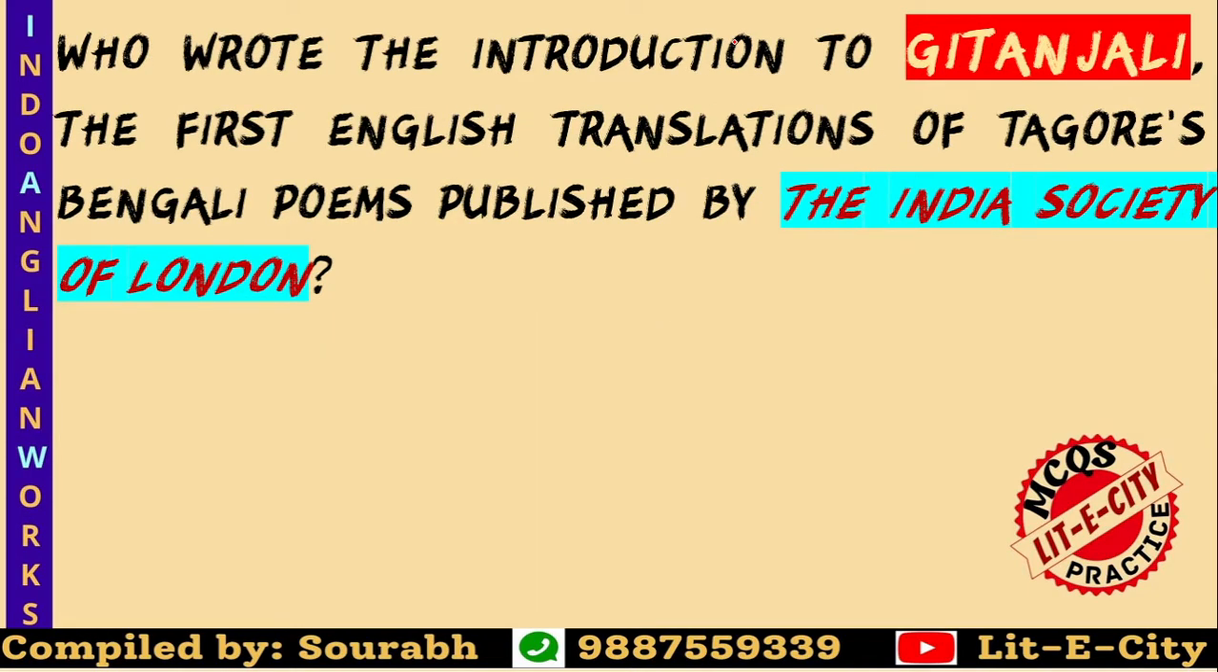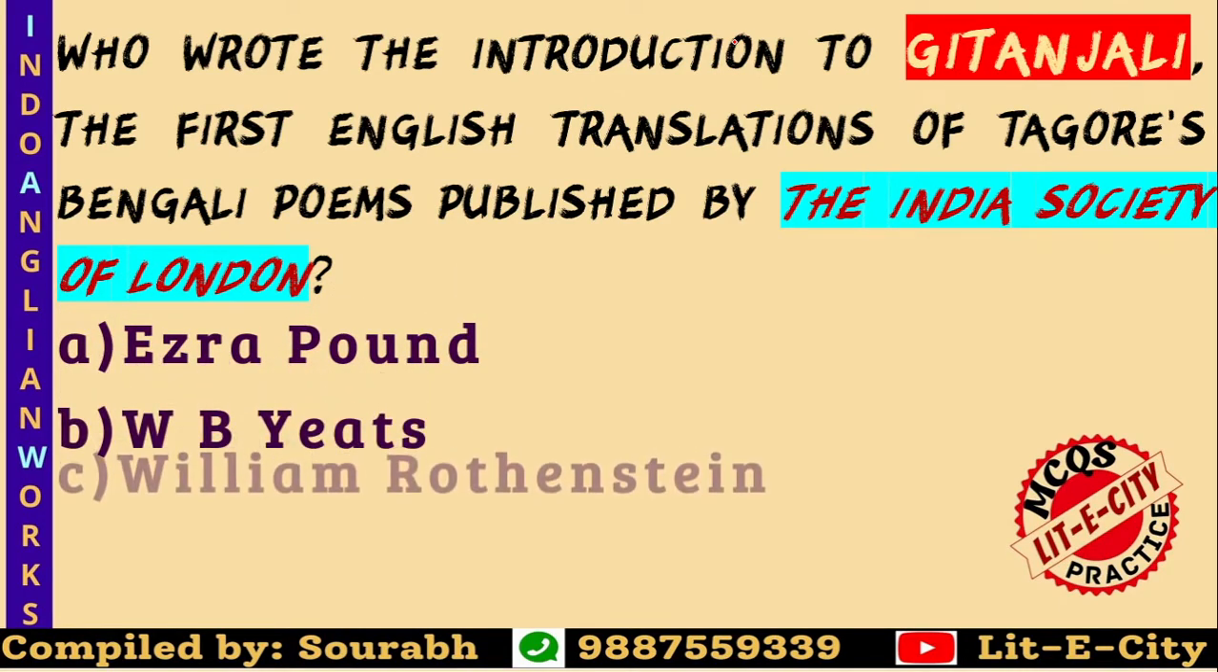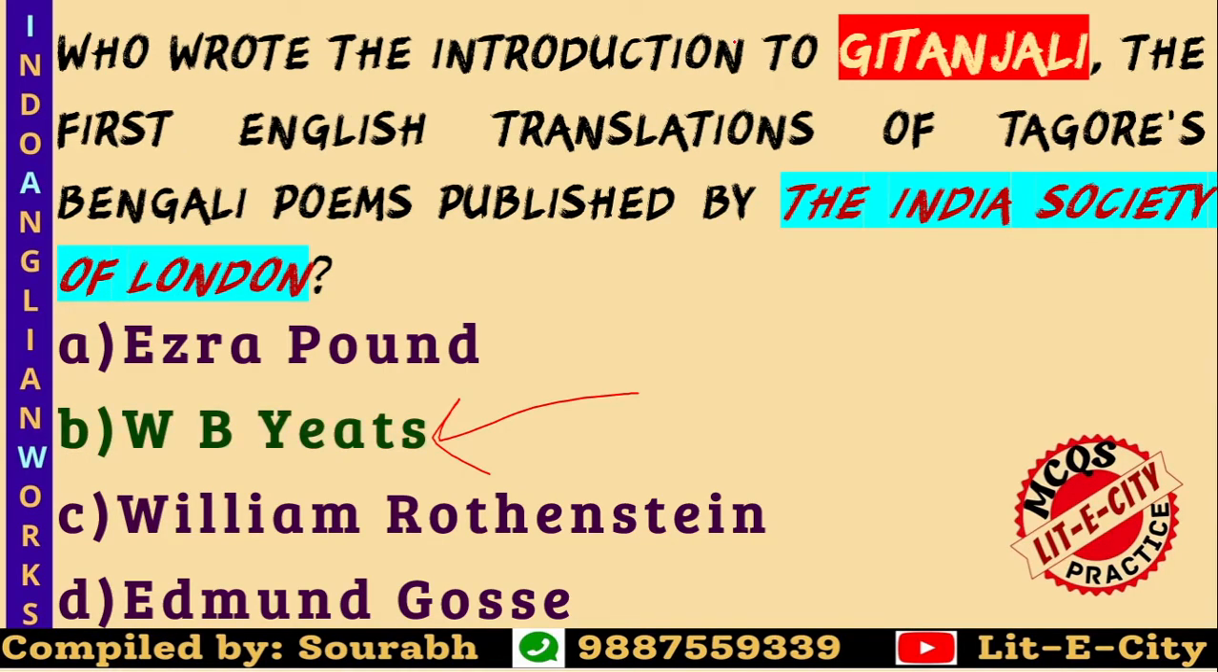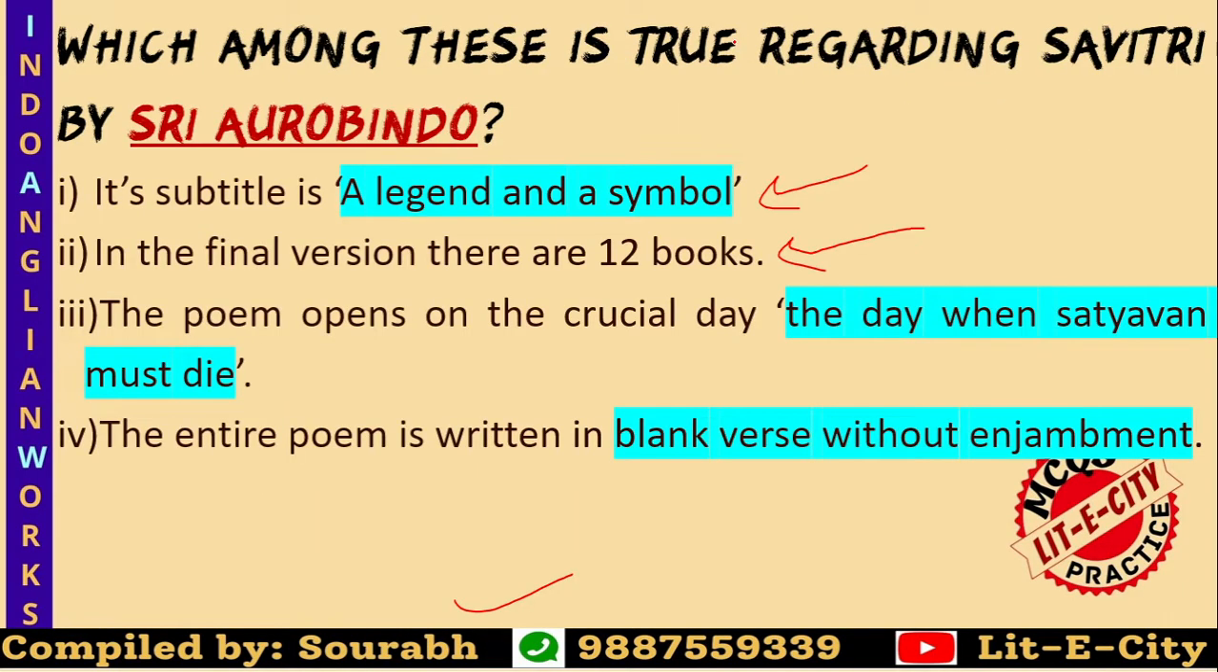Who wrote the introduction to Gitanjali, the first English translation of Tagore's Bengali poems published by the India Society of London? Is it Ezra Pound, W.B. Yeats, William Rothenstein, or Edmund Gosse? Dear friends, all of these were greatly influenced by Tagore's poetry, and William Rothenstein was one of his close friends, a painter who introduced Tagore to the Western intellectual world. Ezra Pound introduced Tagore's poetry in America, and it was W.B. Yeats who wrote this particular introduction to the English translation of Gitanjali.